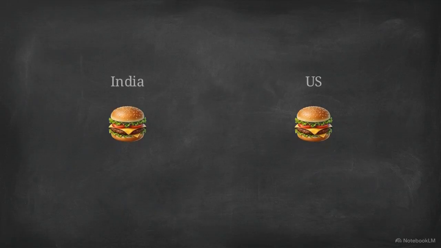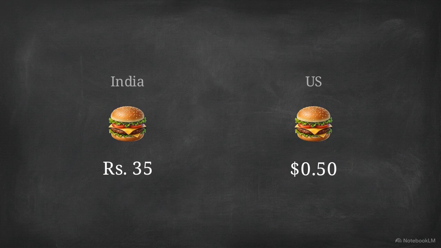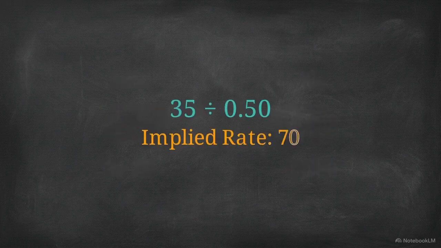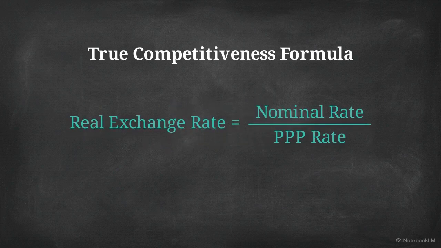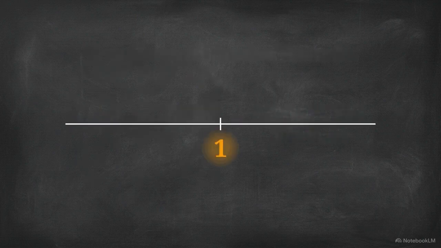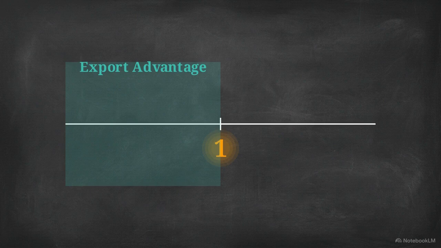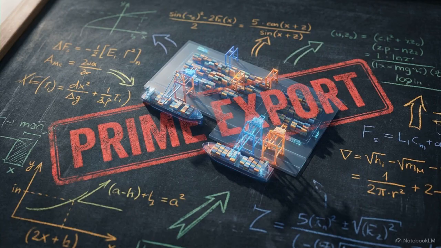To find true purchasing power, we use purchasing power parity. If a burger is 35 rupees in India and 50 cents in the US, the PPP exchange rate is 70 rupees per dollar. The real exchange rate is the nominal rate divided by PPP. This math centers on the threshold of 1. An RER below this mark indicates that Indian products cost less than their international equivalents, a direct signal that India is highly competitive on the global export market.